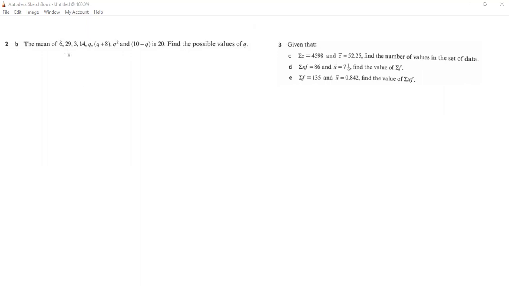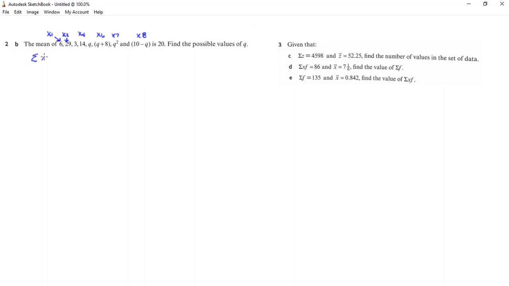Looking at 2b, what we've got is these data points. Now keep in mind, we could call them x. This is x1, this one could be x2, 3 would be x3, 14 would be x4, q would be x5, q plus 8 would be x6, q squared would be x7, and 10 minus q would be x8. Now you don't need to label these, but just know that these are all x's.